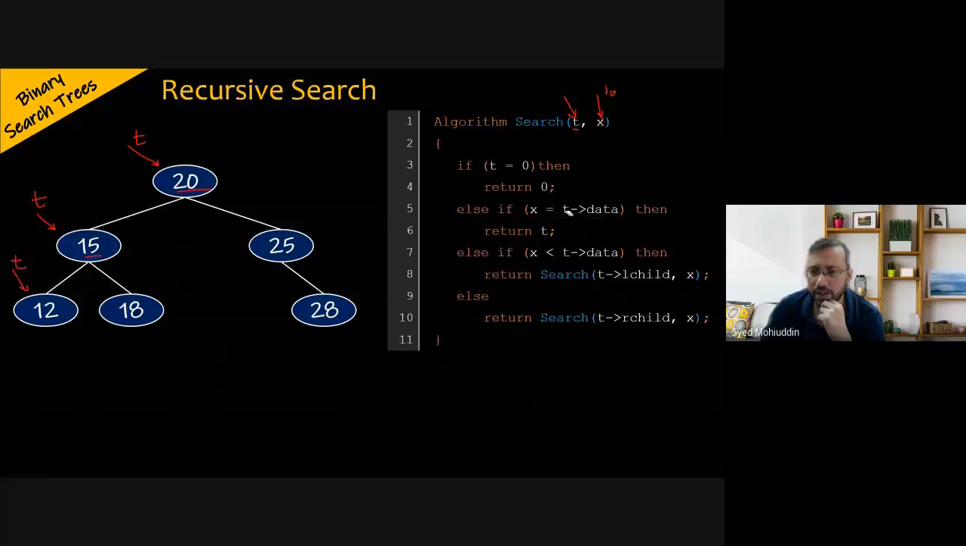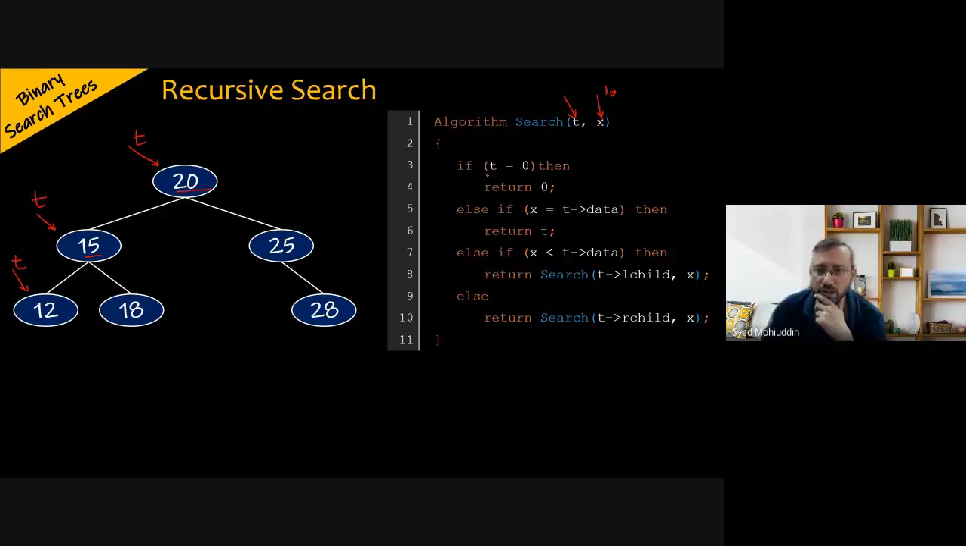Then when it is pointing to node 12, t is not null, so that check is false. There is a node, which is 12. 10 equal to 12 is false again. Then we have the else if statement: 10 less than t's data, which is 12. So 10 less than 12 is true. So again recursively we call the search algorithm, passing its left child. So t will now be pointing to somewhere over here, which is the left child of node 12.